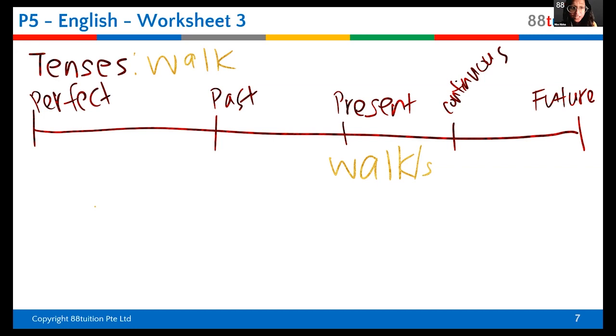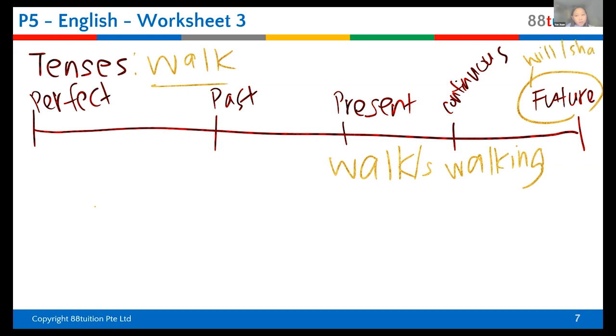What is the continuous tense? Meaning you're doing it now. If you're doing it now, walk becomes what? Yes, Yun Xuan? Walking. Very good. Give yourself a point. So write down your points. Okay, later at the end, tell me how many points you have. So walking. What will the future tense be? Future will always be will. Will walk. Yeah, or shall, right? So will walk. Yes, you're right. Very good. What is the past tense of walk? Yes, Aliana? Walked. Yes, very good. Give yourself a point.